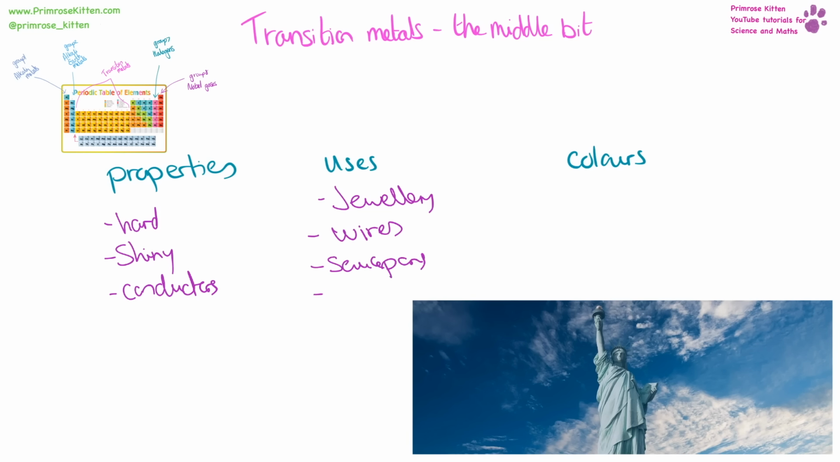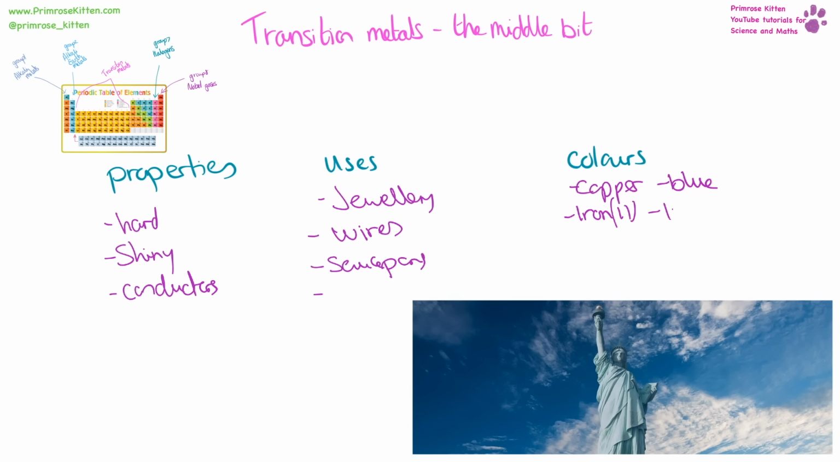And because they get all these different colours, they can be used for things like stained glass or for coating statues. Here the Statue of Liberty has a copper coating. Copper, transition metal compounds are generally going to be blue or a bluey green.